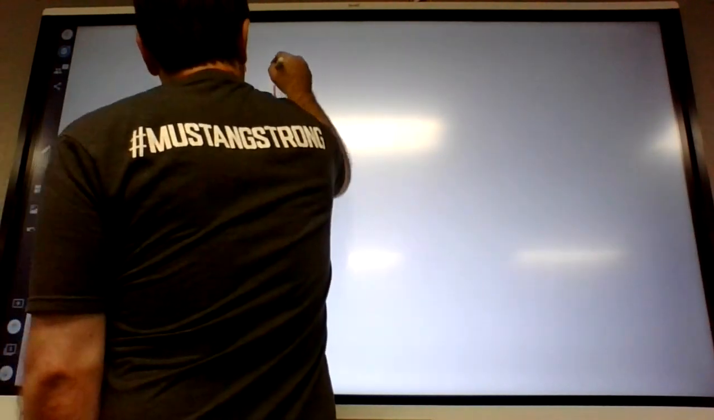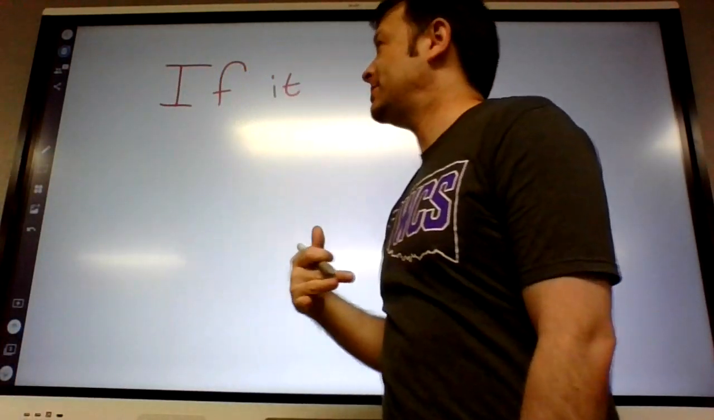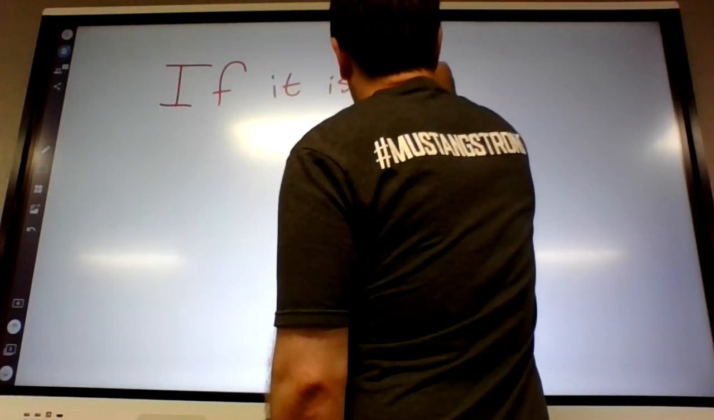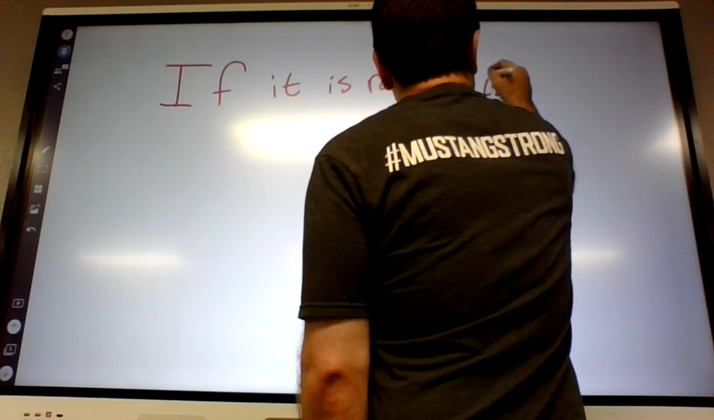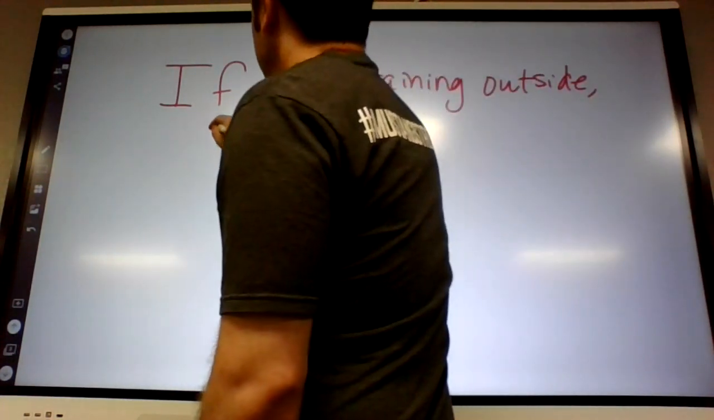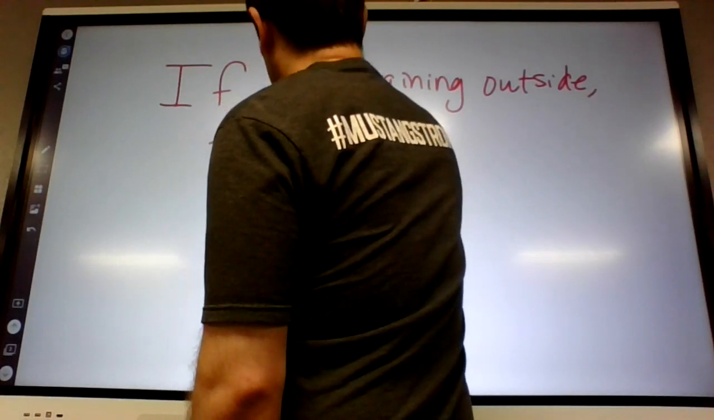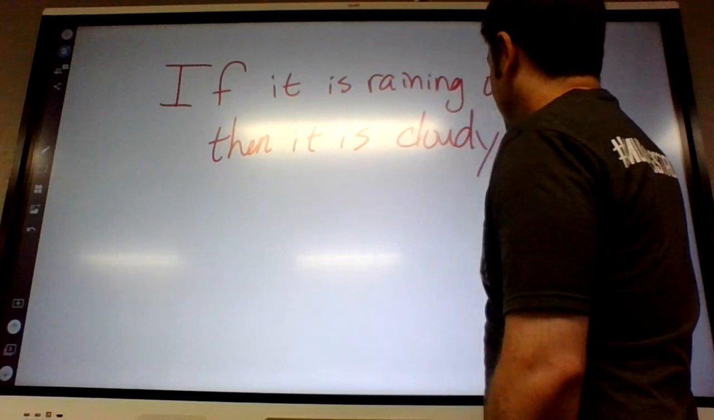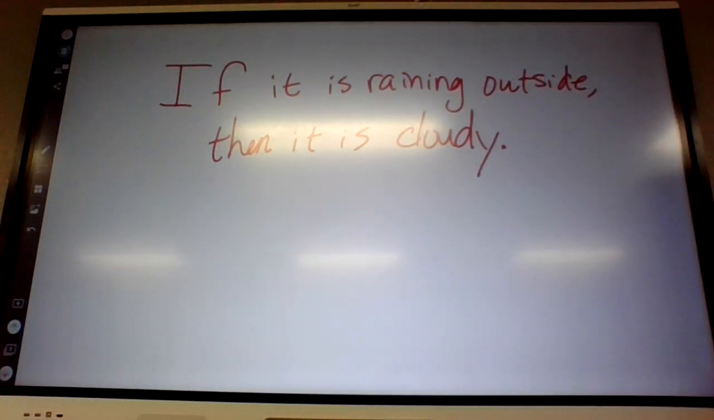It's basically an if-then statement. If it is raining outside, then it is cloudy. So this is an example of a conditional statement.